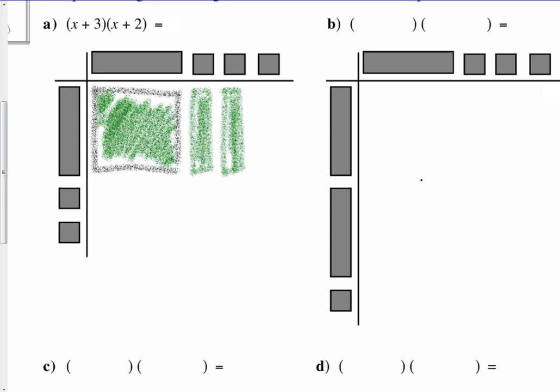I'm using a crayon. It's crayon, isn't it?